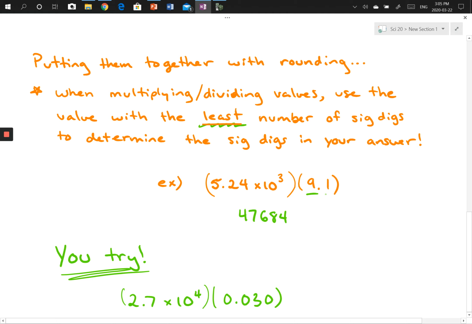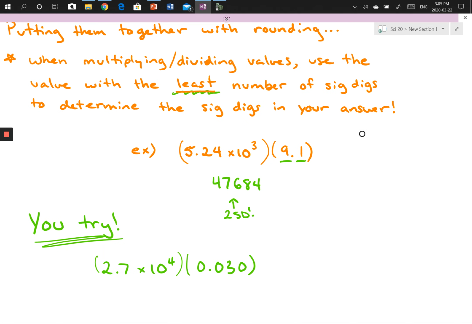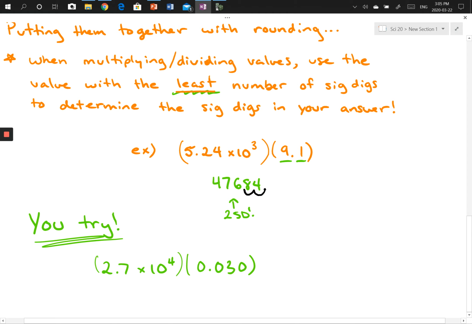So I see 9.1 here has 2 sig digs. The 9 is significant, the 1 is significant. So I need to change this number into 2 sig digs. So how the heck am I going to do that? Just like I did before. I'm going to take my decimal, which happens to be right here at the end, and I'm going to move it 1, 2, 3, 4 decimal places to make this number between 1 and 9.99.